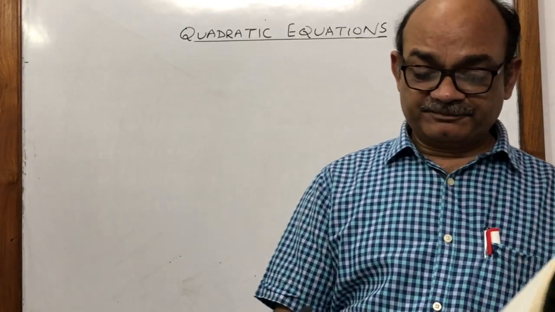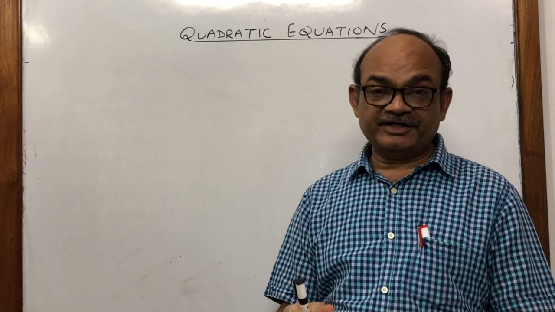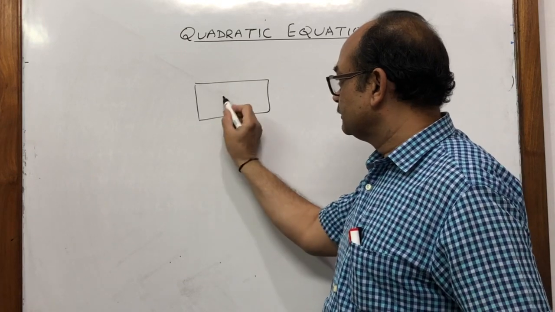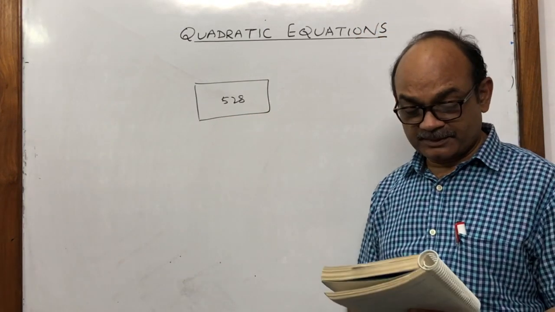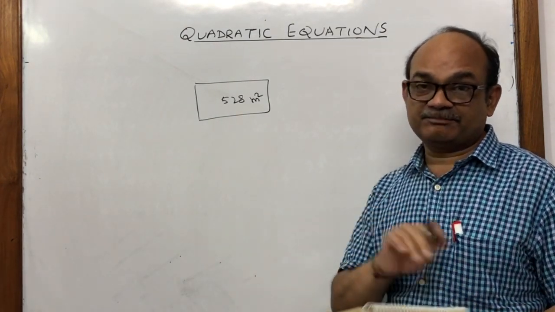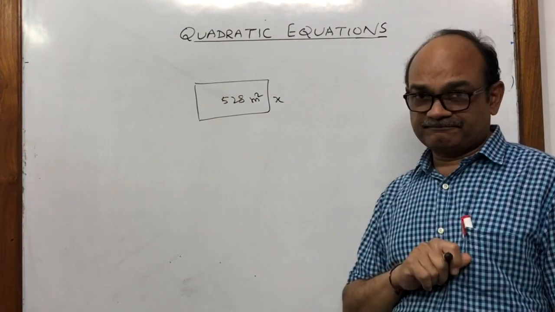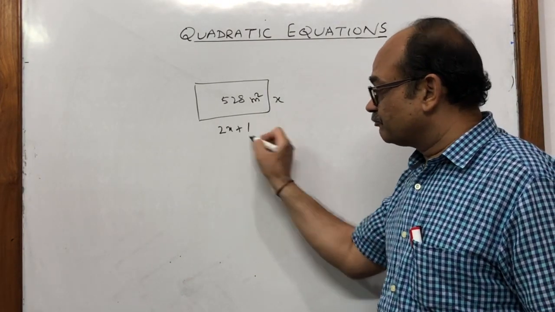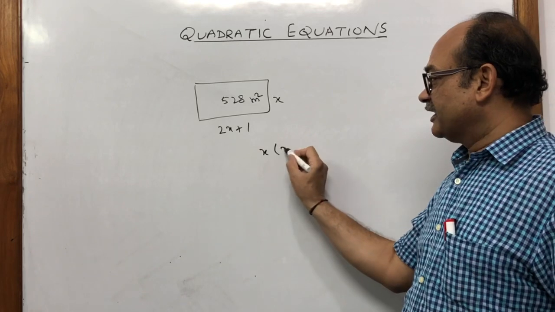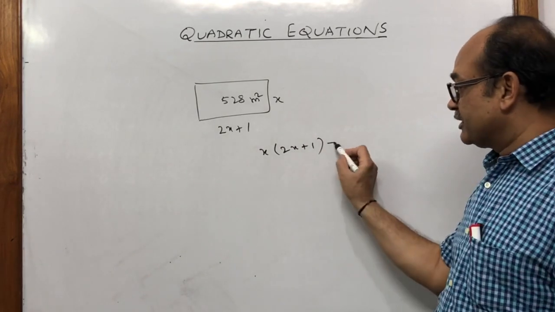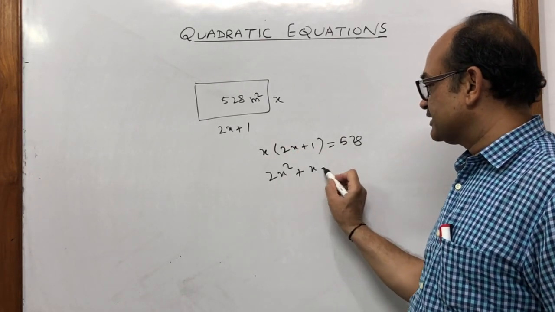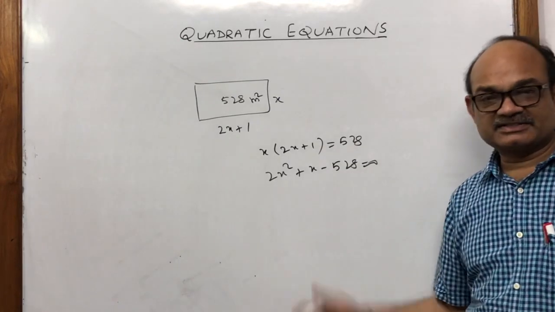And represent the following equations in the form of quadratic equations. The area of rectangular plot is 528. A rectangular plot area is given 528 meter square. The length of the plot in meters is 1 more than twice the breadth. Suppose breadth is x, then length is 1 more than twice of breadth. Now what will be the equation? Area. You know area means length into breadth. And what is given to you? 528. So the quadratic equation, 2x square plus x minus 528 equal to 0 is the answer.